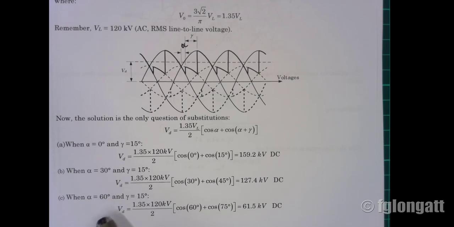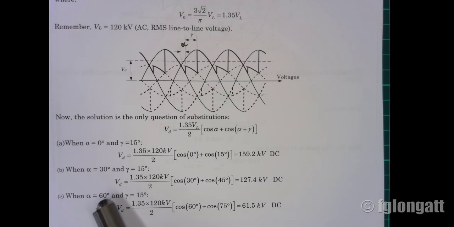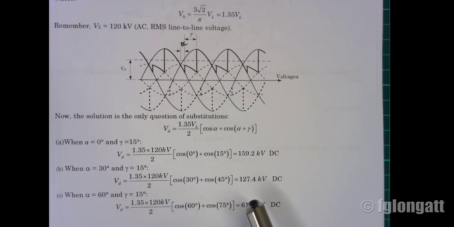If we go further, as you can see over here, if alpha is 60 degrees and gamma 15 degrees, well, if we use again the same equation, but considering alpha 60 degrees, we get 69.2 kV. What is the main conclusion over here? Well, if we change the angle, as a consequence, the DC voltage is changing because we are working on rectification. Okay, no problem.